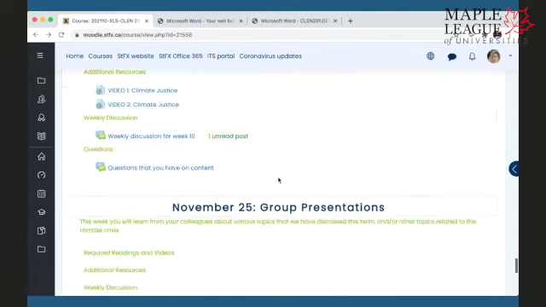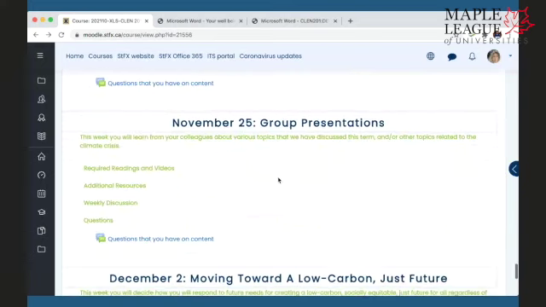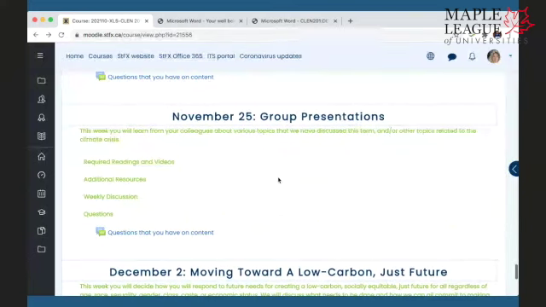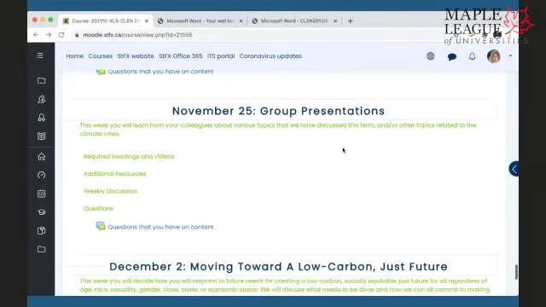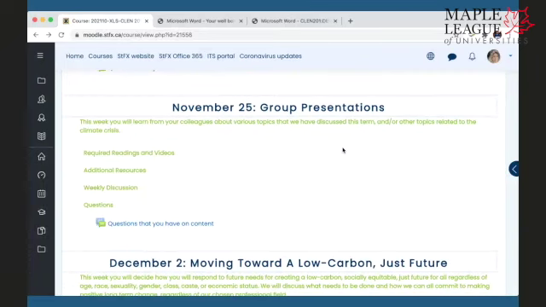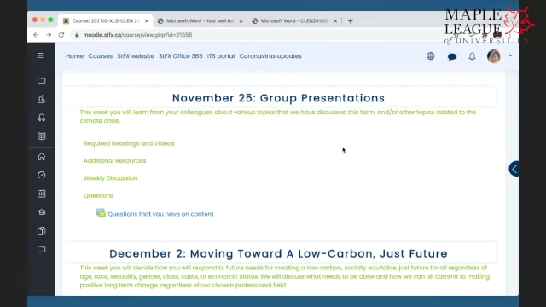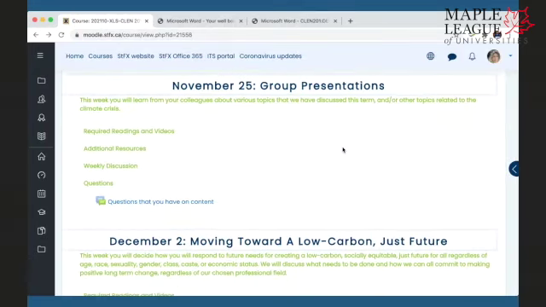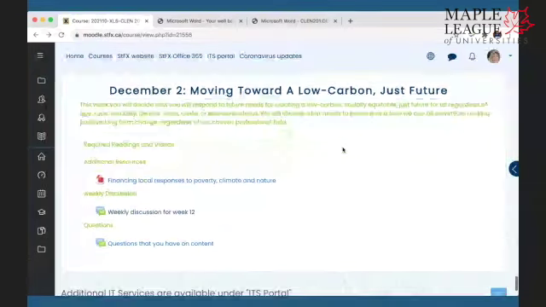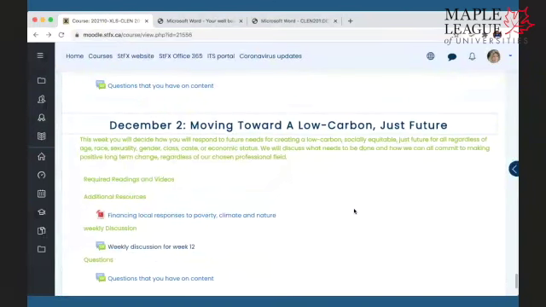So anyway, next week they do their group presentations, and that'll be the whole class. It's 15 minutes, I think, per presentation, and then 5 minutes of questions. And then final week, December 2nd, moving toward a low carbon just future. I told them that for that one I'm going to talk more about social movements.